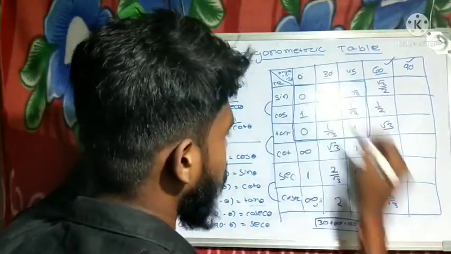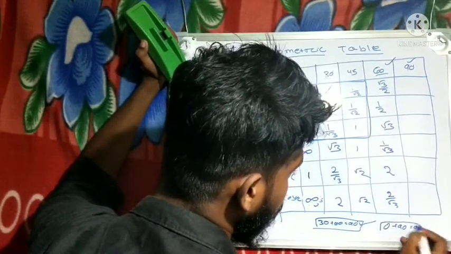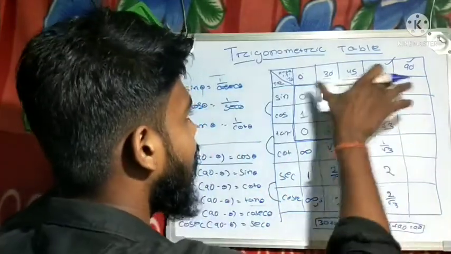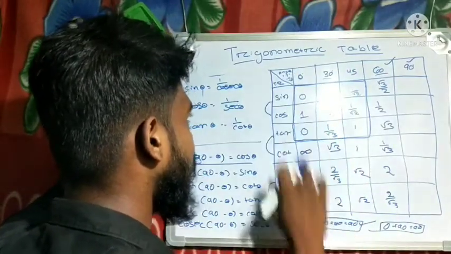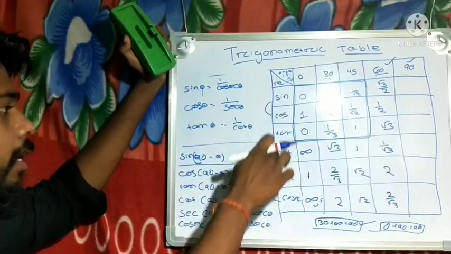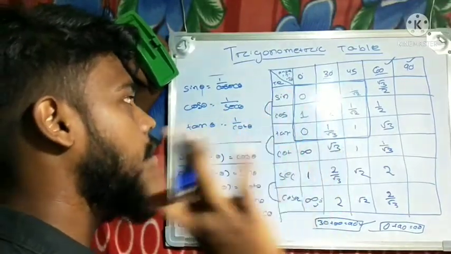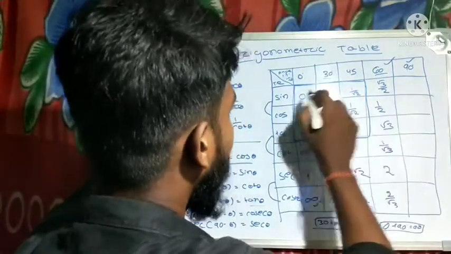At that time 90 means 90 is related to 0. How? 0 plus 90 is equal to 90. That's why. Okay, that means 90 and 0 are related, 30 and 60 are related, and sin, cos, tan, cot, sec, cosec are related in that way. And sin is reverse of cosec, cos is reverse of sec, and tan is reverse of cot. You have to remember this one. This is very easy to remember.